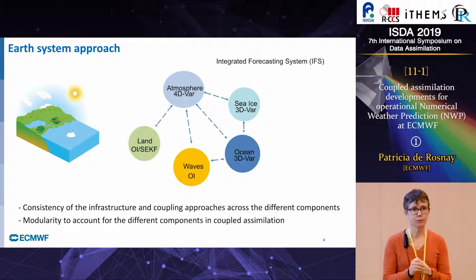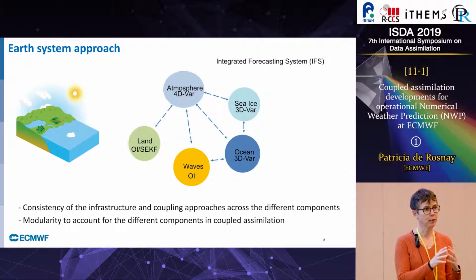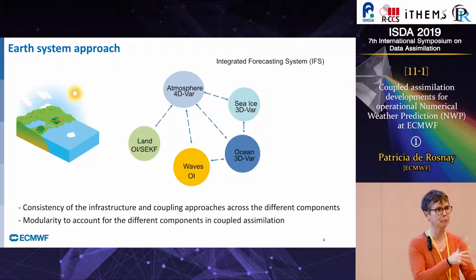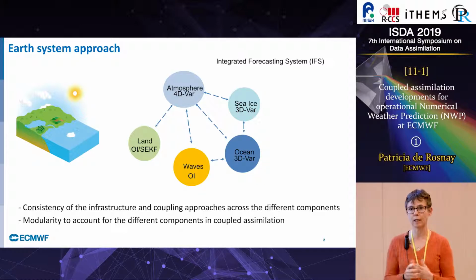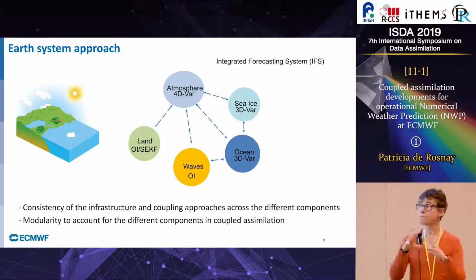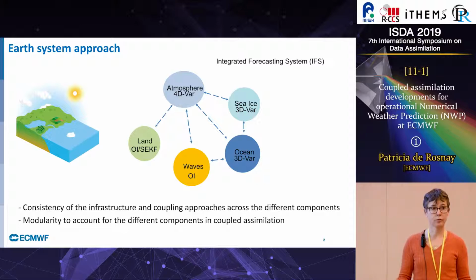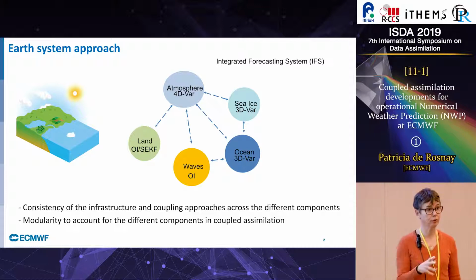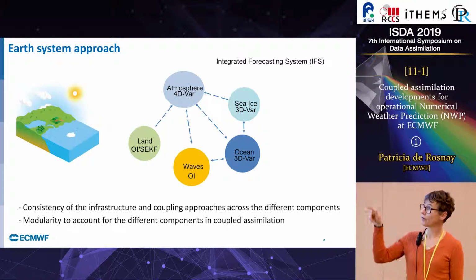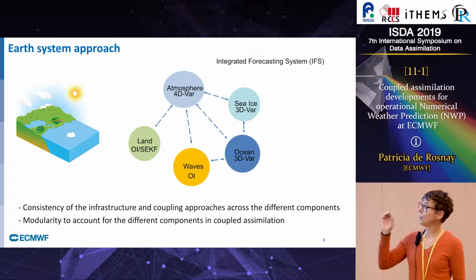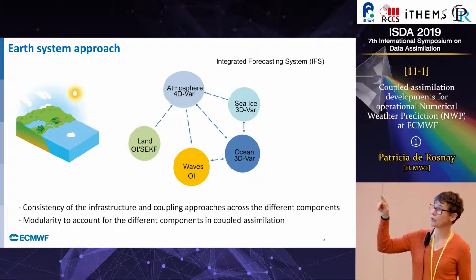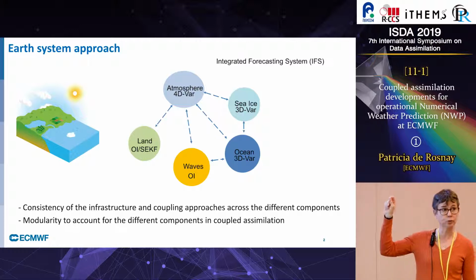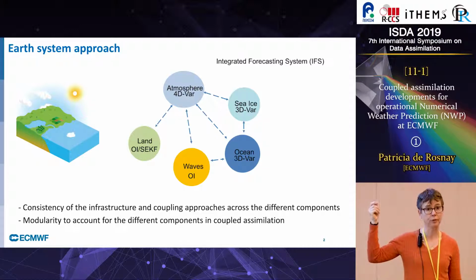We also need to have a very good consistency between the coupling approach we have between land atmosphere and ocean atmosphere, for example. We don't want to do something completely different for land atmosphere coupling than for ocean atmosphere coupling. So we need to have a global approach of the coupled assimilation implementation. And this also requires some infrastructure consistency for the different components. And for example, the point is, since we use different data assimilation systems for each component of the Earth system, we need them to be able to talk to each other efficiently in an operational environment.